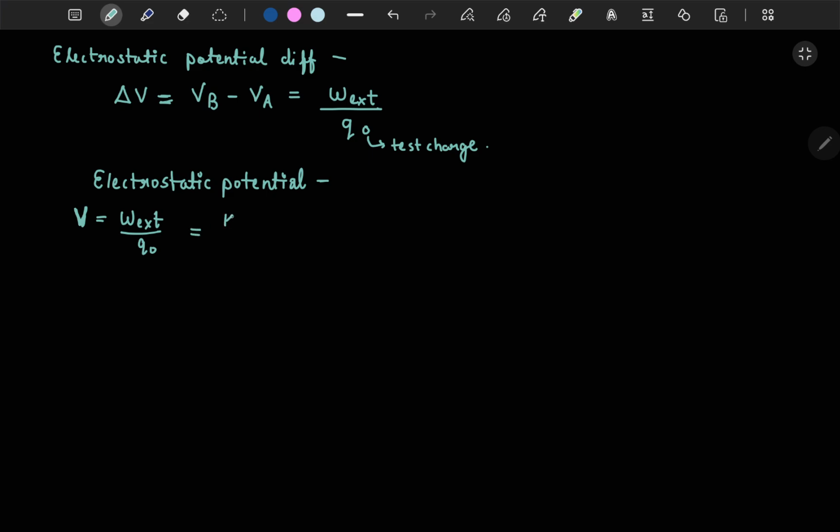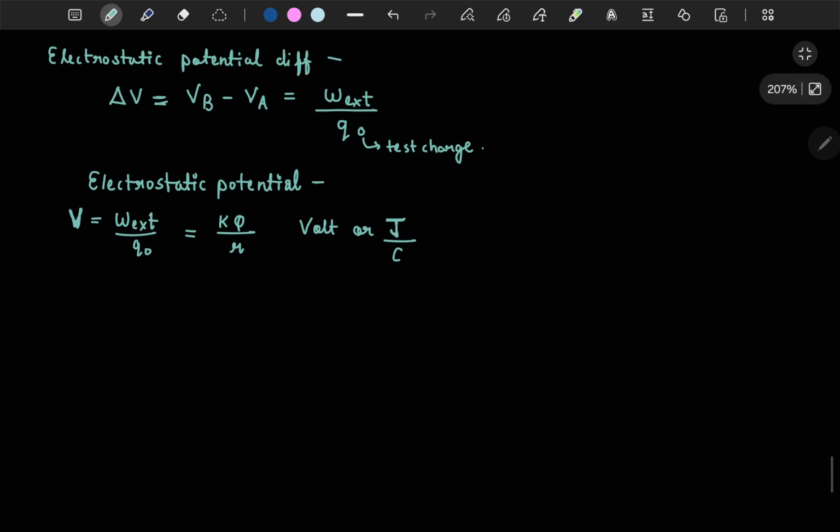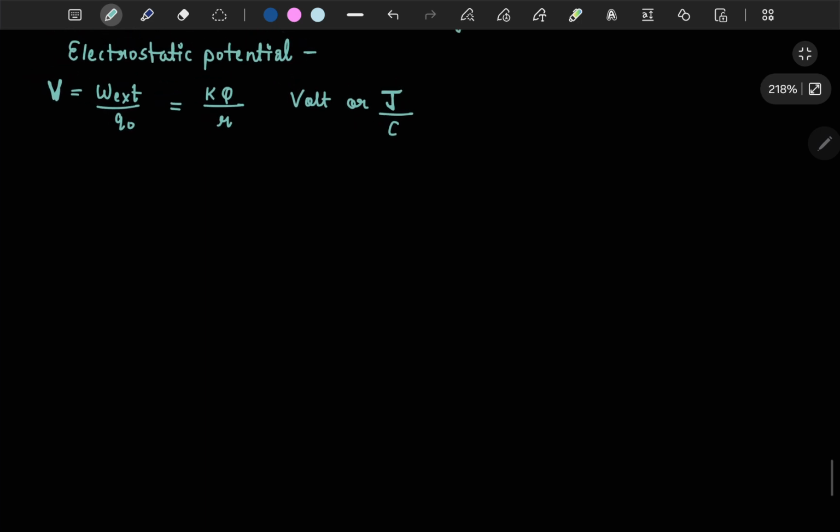And it is also given by KQ by small r. KQ by small r square was the electric field. So potential is E dot r, because we are only multiplying small r with the electric field and getting KQ by small r. Its unit is volt or joule per coulomb. Why joule per coulomb? Because we are talking about work done by external forces, it is joule, and Q naught is the charge, so it is coulomb.